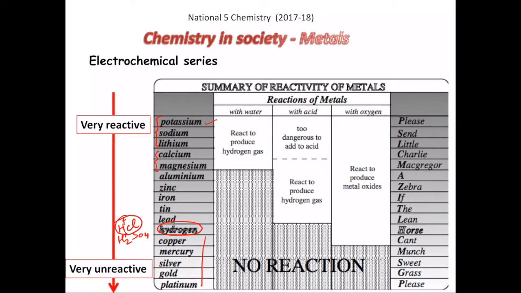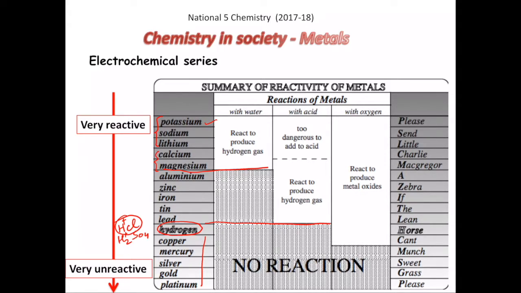Now, talking about the reaction of metals with water, all the elements above aluminium react with water to produce hydrogen gas, and the ones below don't. For reaction with acids, all the elements above hydrogen have a tendency to react with acid to produce hydrogen gas, but the elements above magnesium are too dangerous to add to an acid because the reaction speed is very fast and it can be difficult to control.